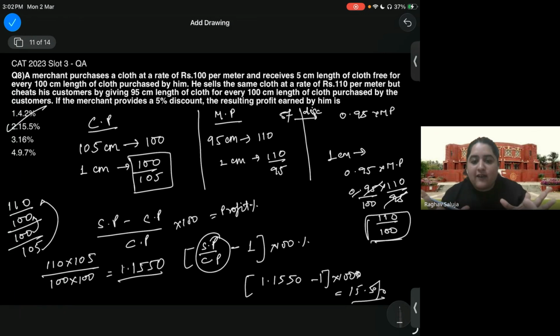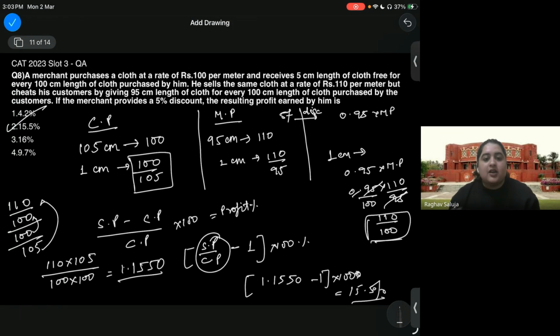So you don't have to learn anything. It is such methodical thinking. When you have a profit and loss question, you need to see the cost price, the marked price, and the selling price. Profit percentage is SP minus CP upon CP into 100. As simple as that, and you will be able to solve 95% of profit and loss questions with just these three things.